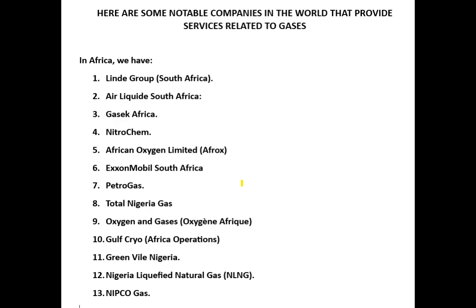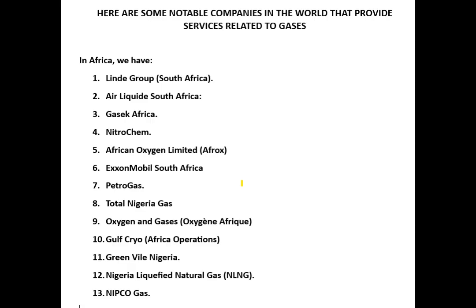6. ExxonMobil South Africa. Services: while primarily known for its energy and oil business, ExxonMobil also offers gases like liquefied petroleum gas, LPG, and natural gas in South Africa, serving residential, industrial, and commercial sectors. Website: https://corporate.exxonmobil.com.